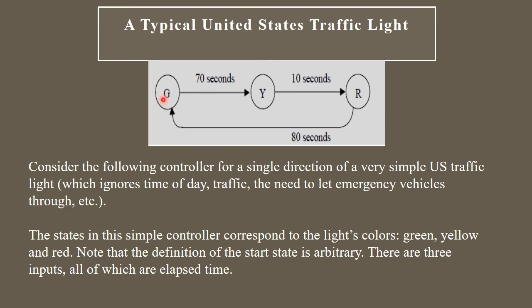So now here we have 3 states. These 3 states are represented as light colors: green, yellow and red. Suppose initially you are in a red state, after 80 seconds it turns to green state. If the traffic signal is in a green state, then after 77 seconds it turns to yellow. After 10 seconds it turns to red. So this is a simple example of Moore machine.